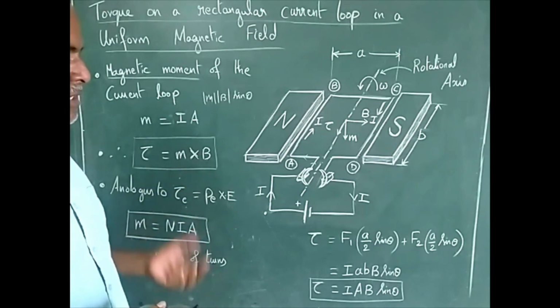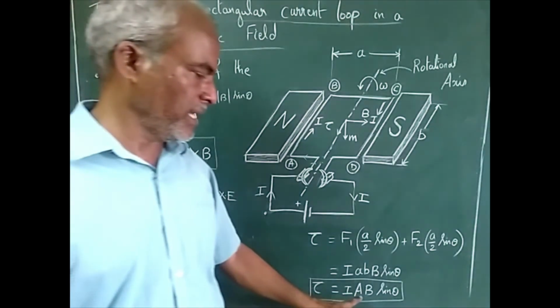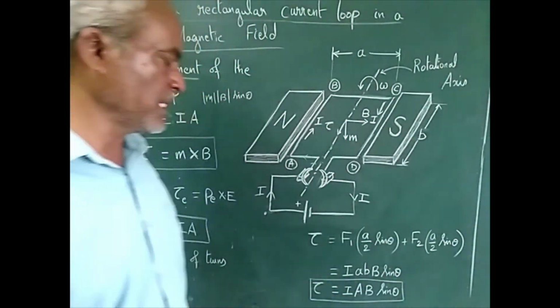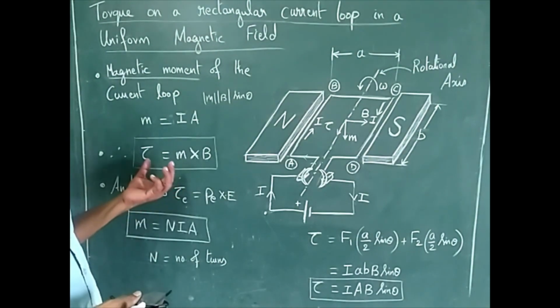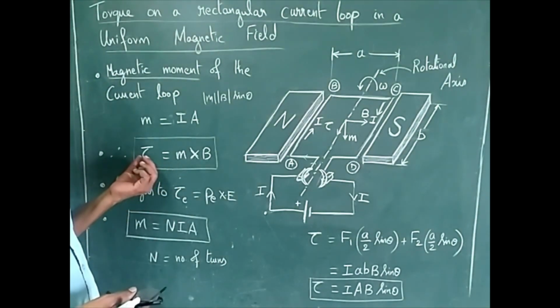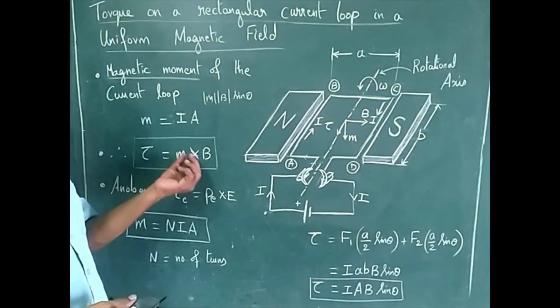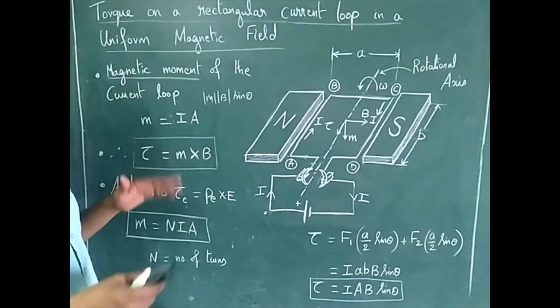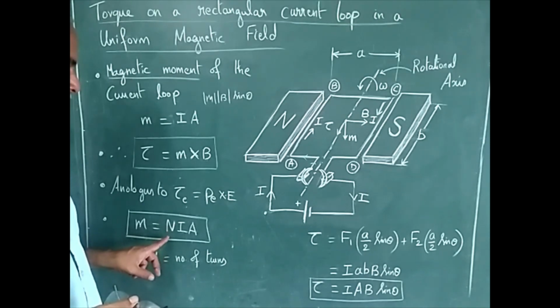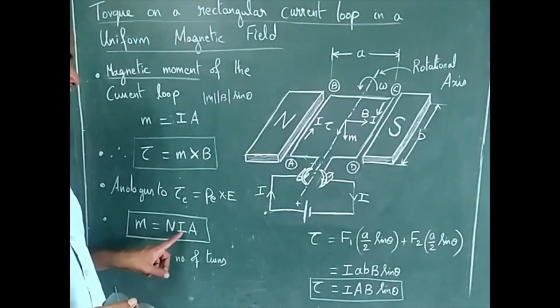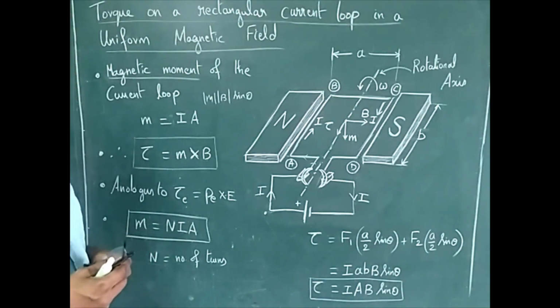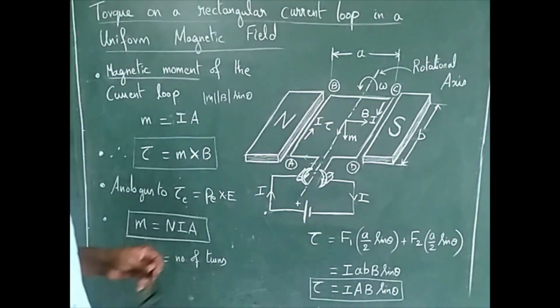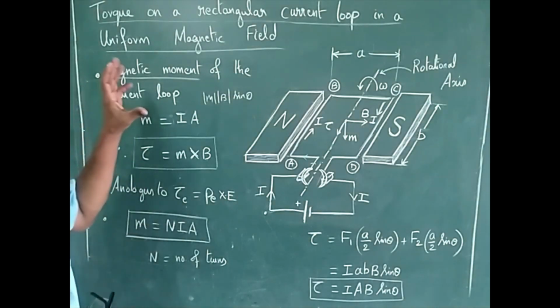So we have found a torque in terms of current, area, magnetic flux density and theta, and we have seen in a simplified form torque is equal to magnetic moment multiplied with magnetic flux density. This is for one turn. If you have N number of turns, then you have to introduce capital N IA. That will give you the magnetic moment of the current flow. So that's all about this topic, torque on a rectangular current loop in a uniform magnetic field.